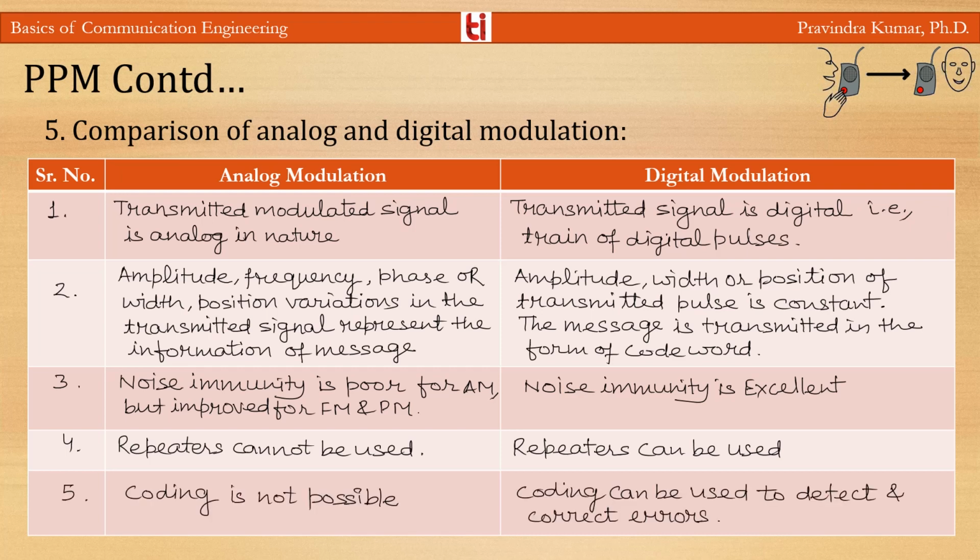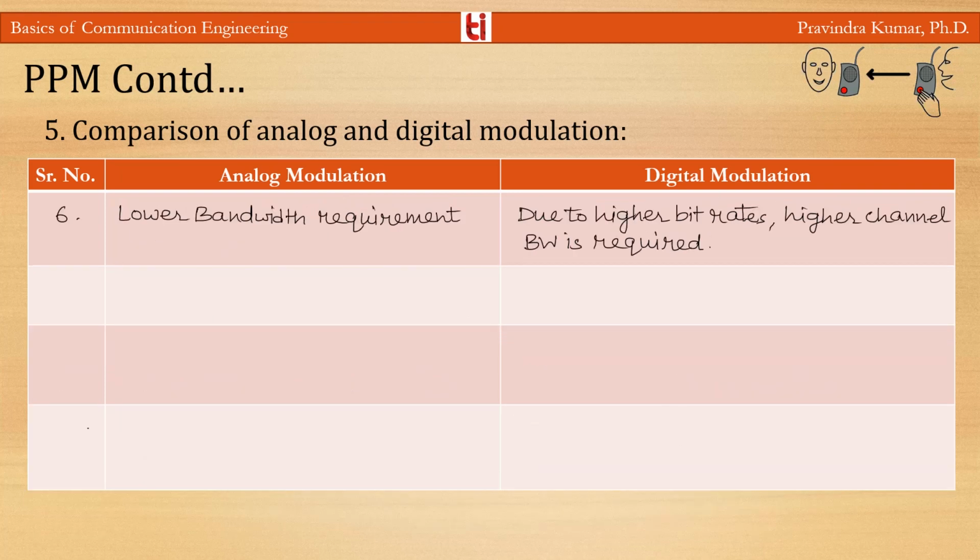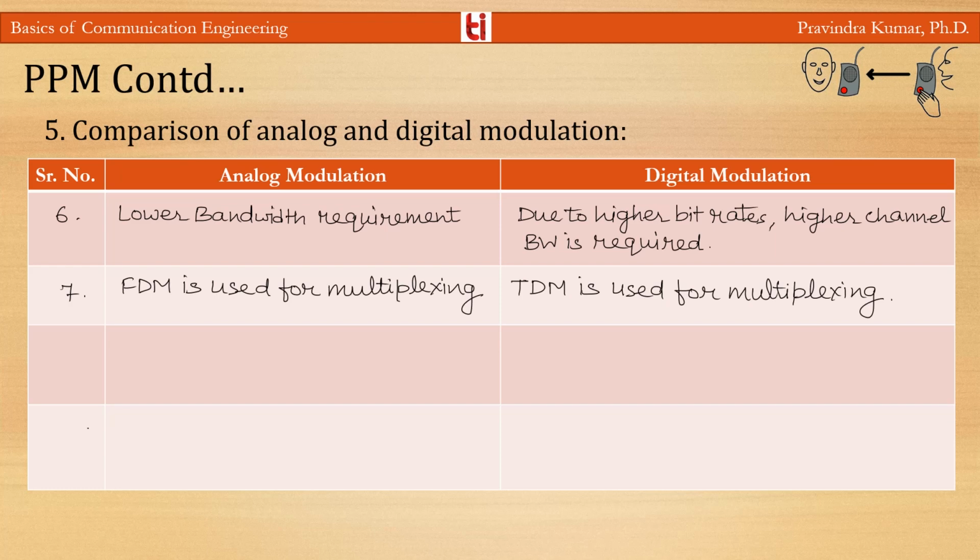In analog modulation it is not possible to separate the noise and signal, so repeaters cannot be used. But in digital modulation it is possible to separate the signal from the noise, so repeaters can be used. In analog modulation, coding is not possible, but in digital modulation, coding techniques can be used to detect and correct errors. In analog modulation, the bandwidth required is lower than that of digital modulation. In digital modulation, due to the higher bit rate, higher channel bandwidth is required.